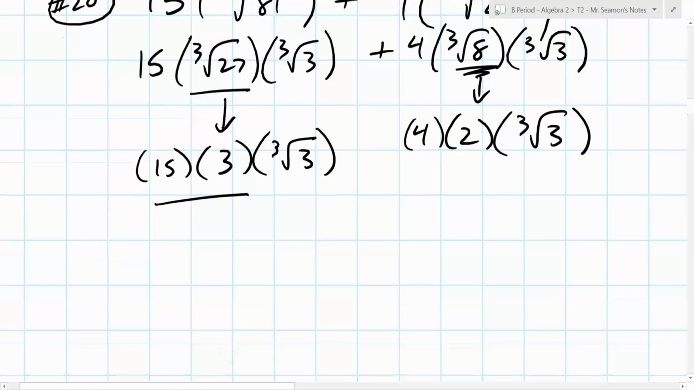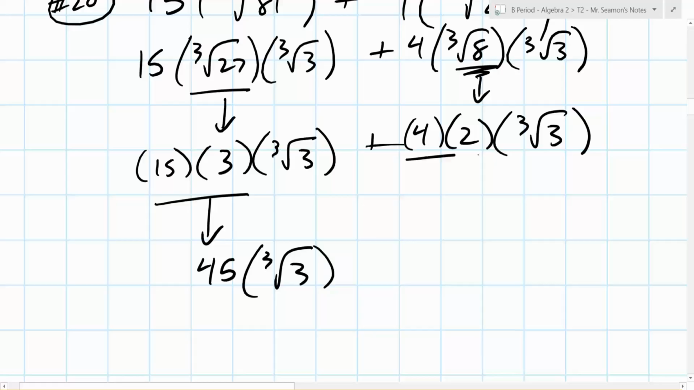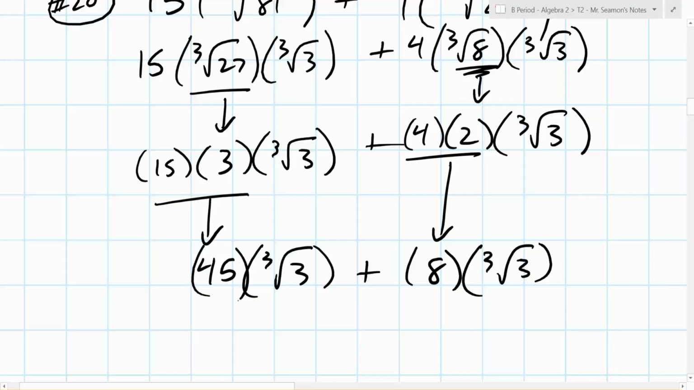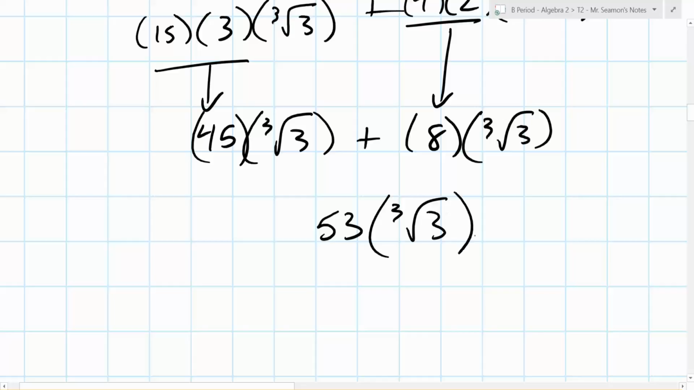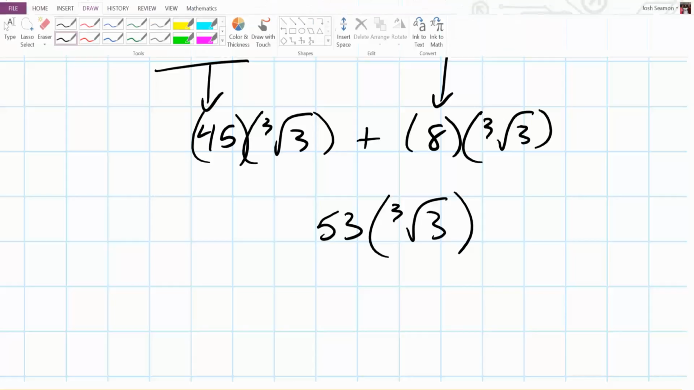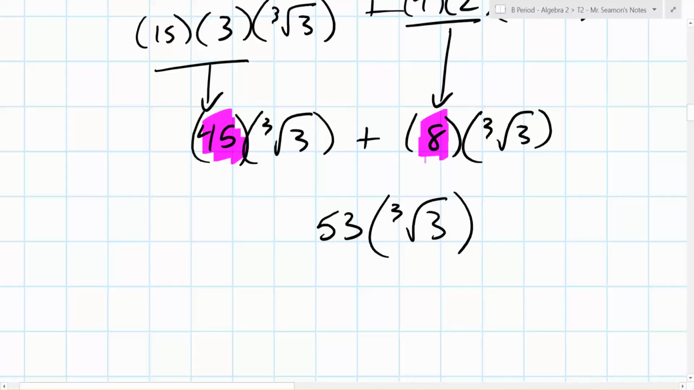Well, what's 15 times 3? You have 45 cube roots of 3 plus, and how many do you have there? 8 cube roots of 3. So if you have 45 plus 8, what's that? Close. 53, sorry. 53 cube roots of 3. Exactly, because 45 and 8 together turn into 53.